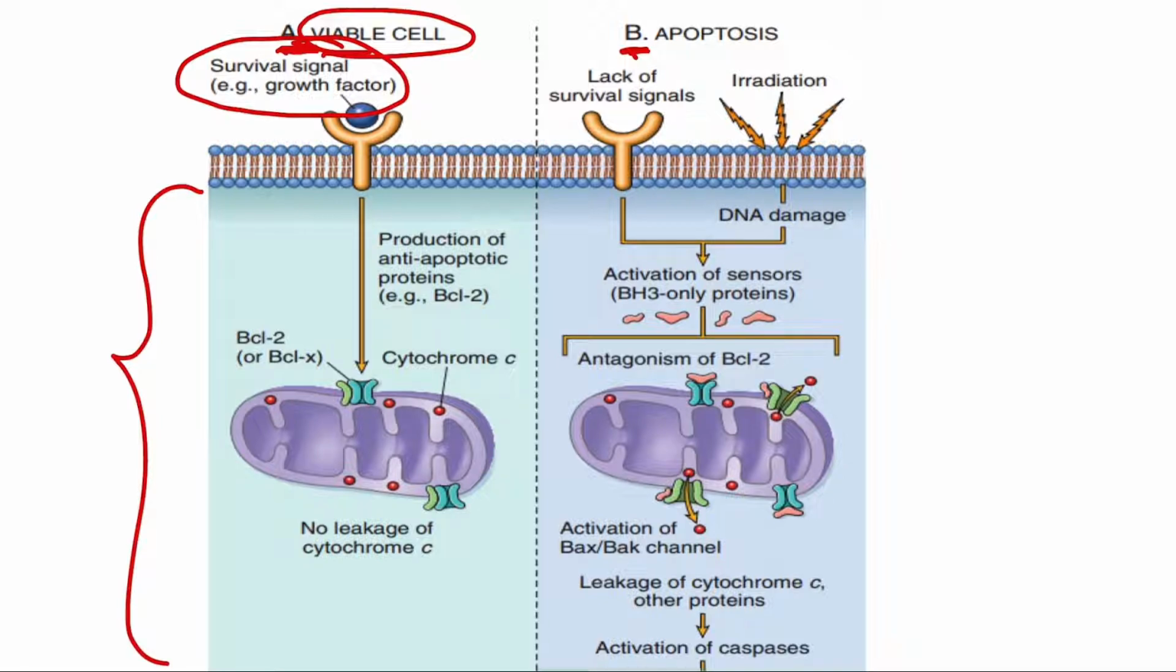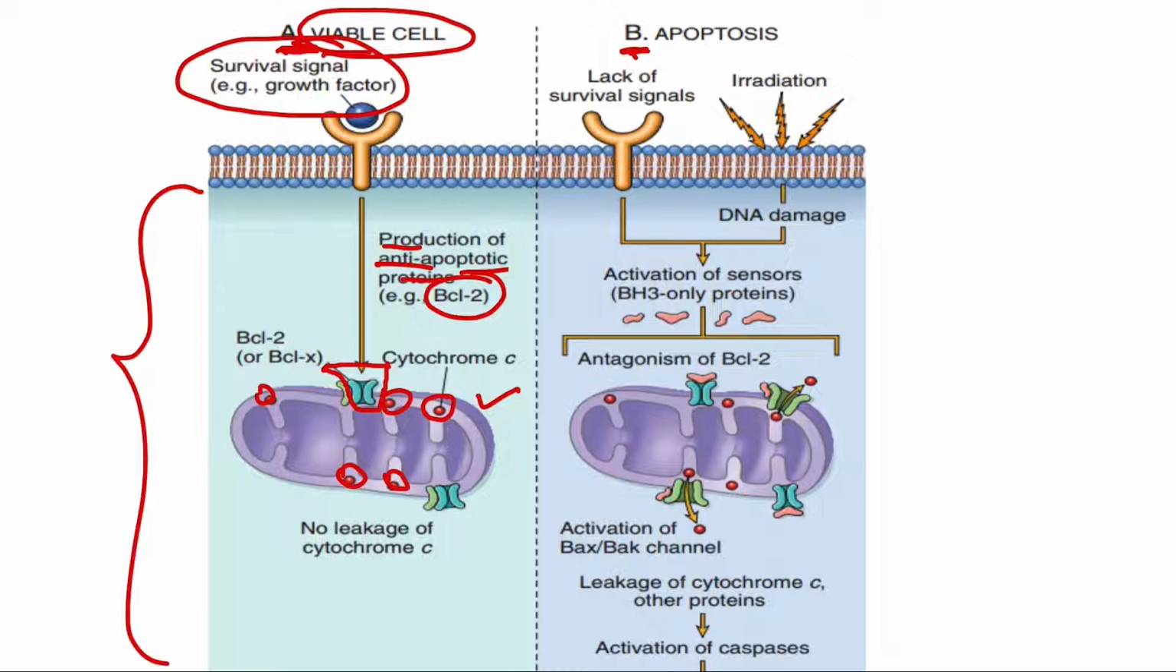When there is the presence of survival signal, there is production of anti-apoptotic proteins like BCL2, BCL-XL and so on. Now this is the mitochondria, and these are the cytochrome C. So you can see the cytochrome C is not leaking into the cytosol, it's still present in the mitochondria. And this blue colored channel, as you can see, is the BCL2 or BCL-X.